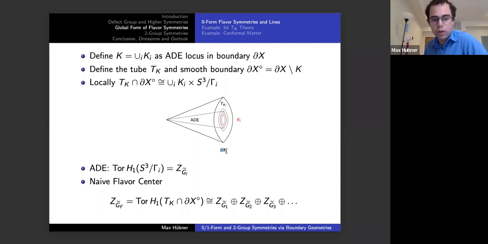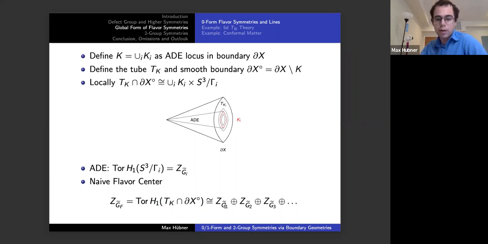Now we can make our first geometric characterization, namely, where does the naive guess for the flavor symmetry come from? It's a fact for ADE singularities that the torsional one cycles in the boundary capture the center of the simply connected Lie group, whose Lie algebra is determined via Gamma_i. And so the naive flavor center symmetry is now geometrically characterized by this homology group here. We take all the local boundaries of all the ADE singularities and sum over them. And so this is straightforward.